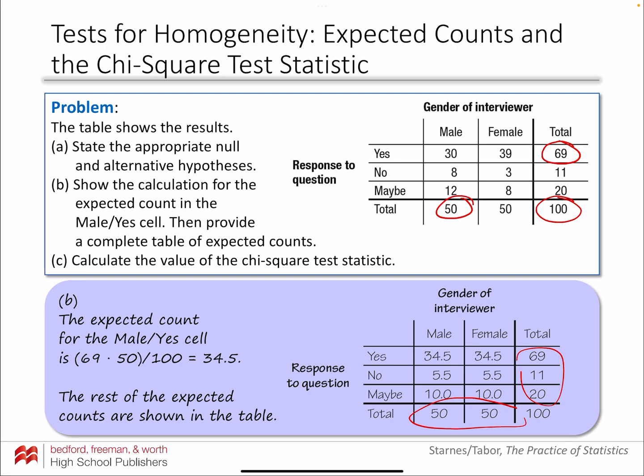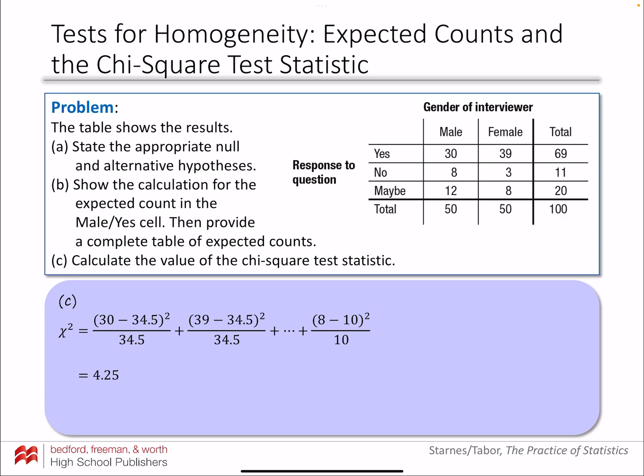Okay, so then we need to calculate the value of the chi-squared test statistic. Remember, the chi-squared test statistic ignores the totals. So we basically have 6 pieces that you're summing at the end: 1, 2, 3, 4, 5, 6. We have our observed count minus our expected, squared, divided by our expected in each of these 6 cells. So our chi-squared test statistic ends up being 4.25.